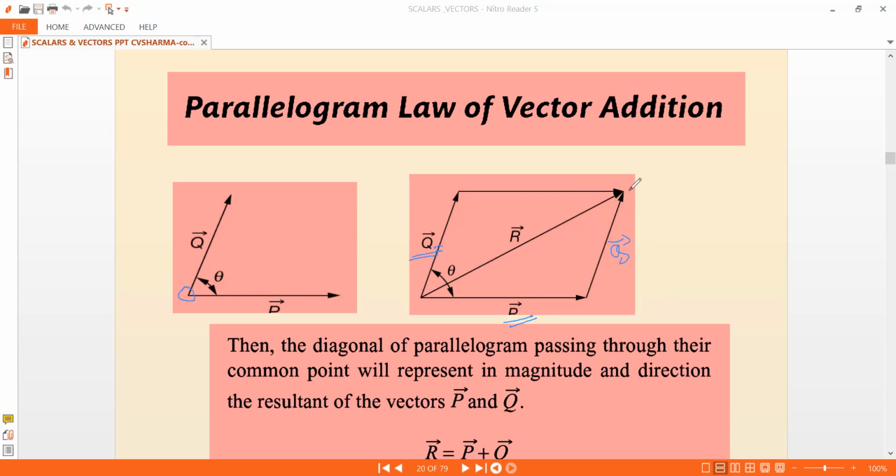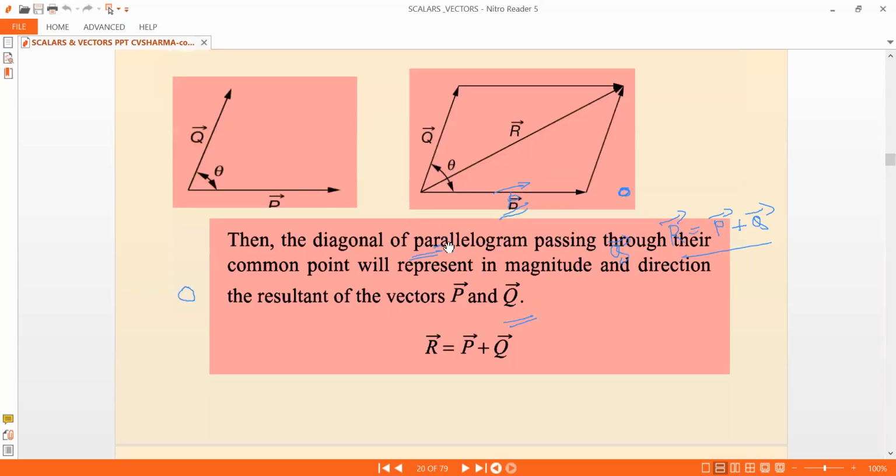Similarly, we can reach this point by drawing the vector which is parallel to p bar. So that's what we do here. In the process, you complete a parallelogram, and hence it's called the parallelogram law of addition of vectors. And then r bar is nothing but the sum of the vectors p bar and q bar, p bar plus q bar. That's as simple as that. So that's the idea of this parallelogram law of addition.